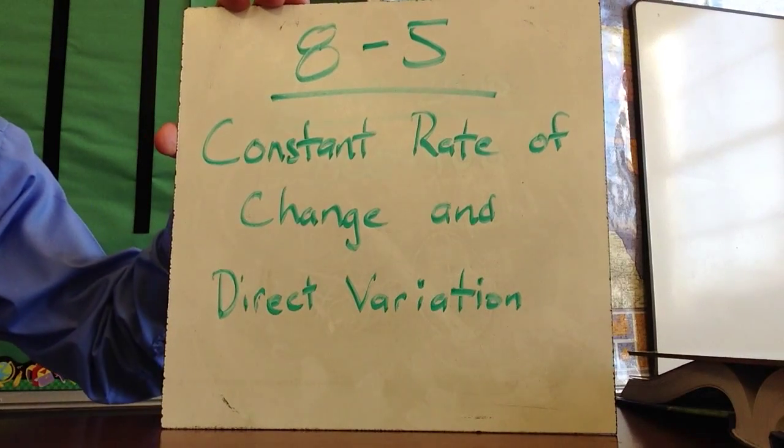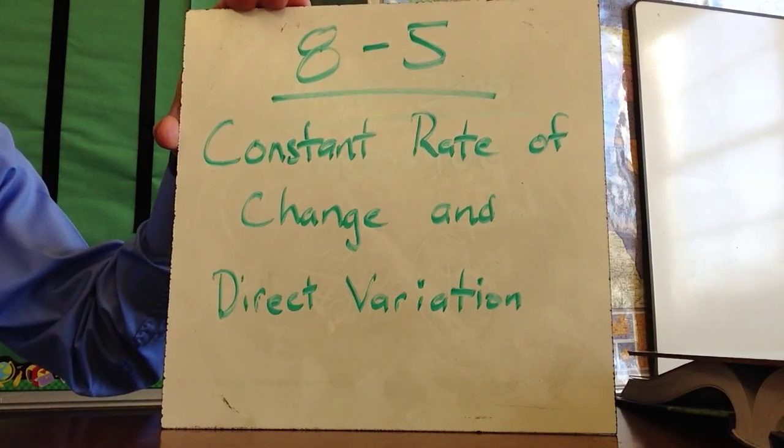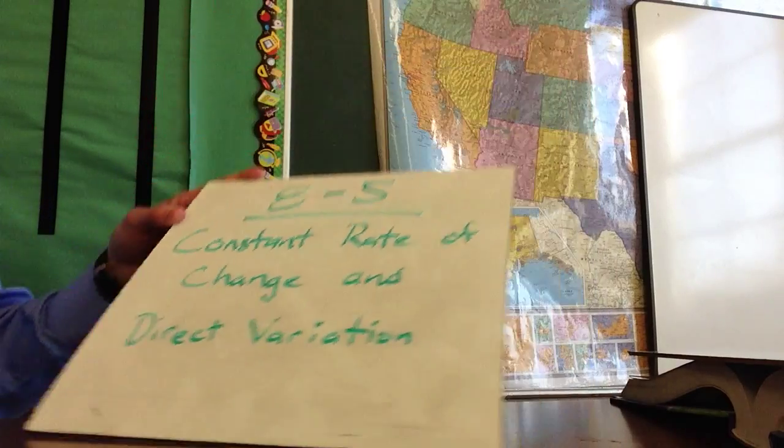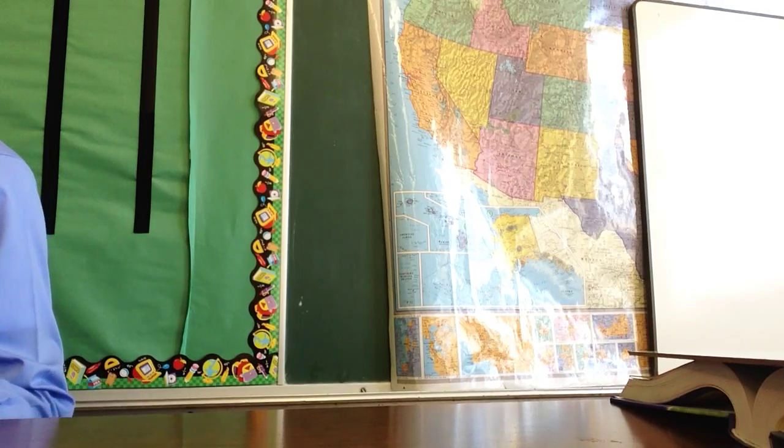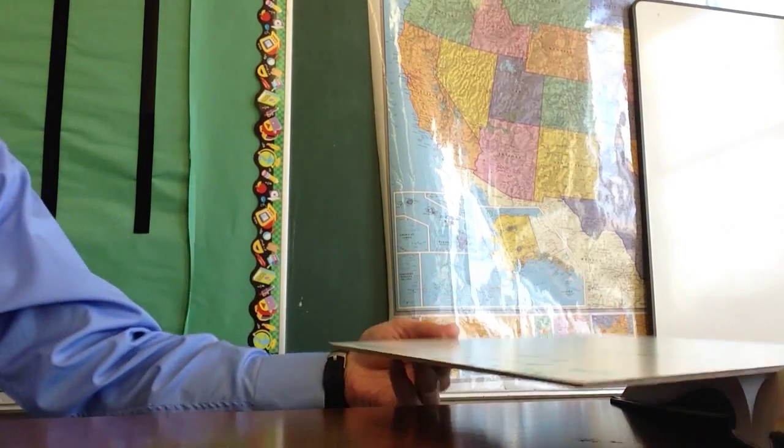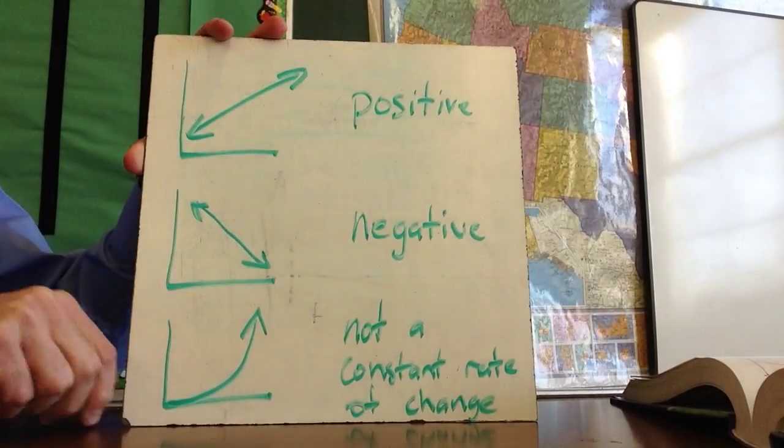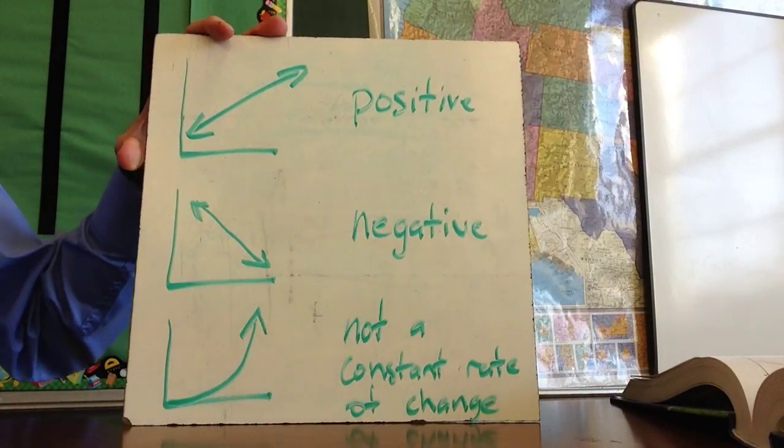Today's video will discuss Chapter 8.5, Constant Rate of Change and Direct Variation. So the first thing to start with is a constant rate of change. The idea is, what does that look like? And so I want to talk about three different rates of change.